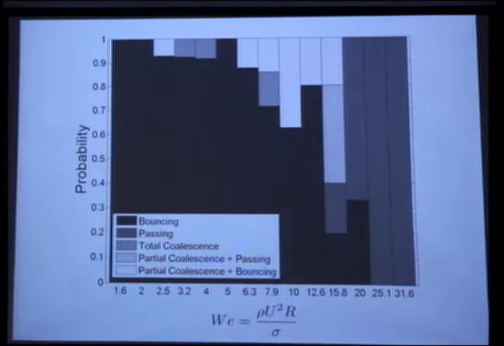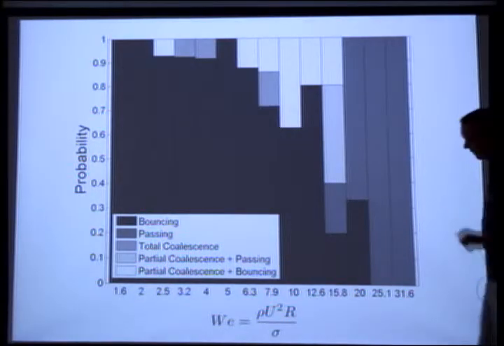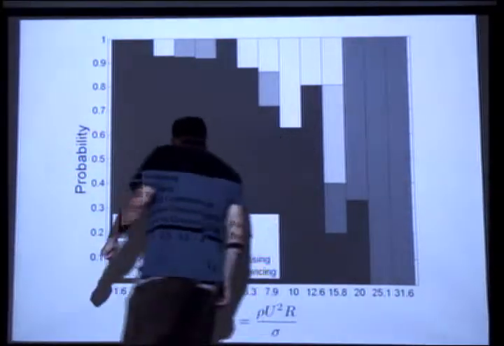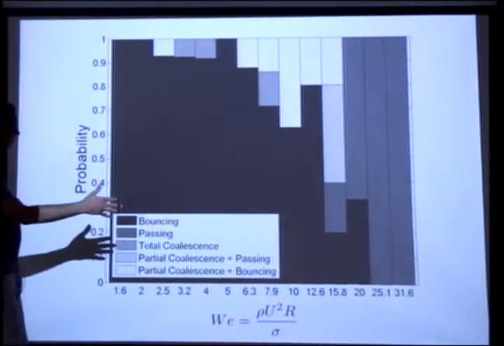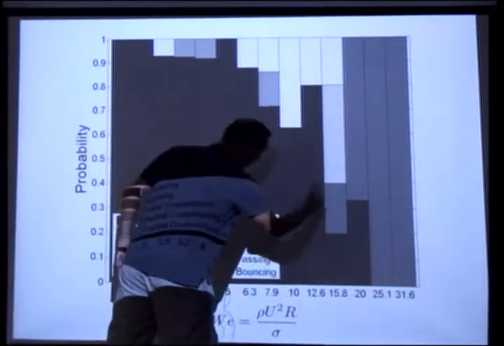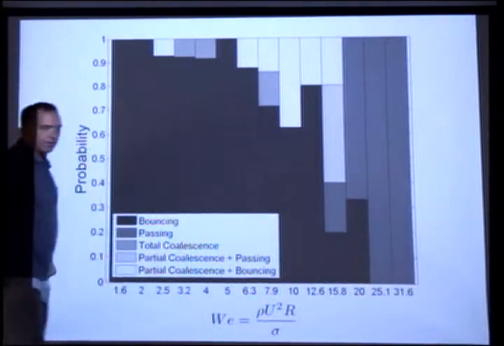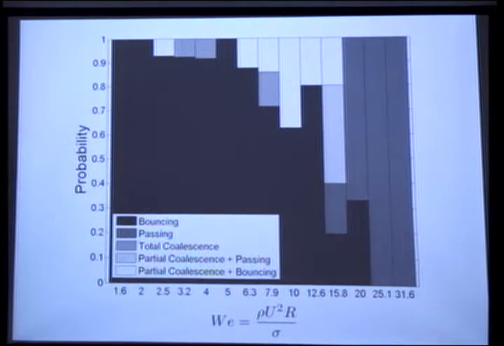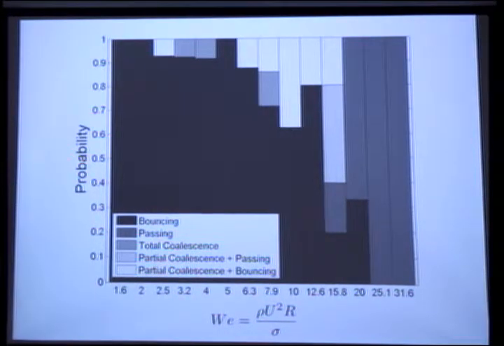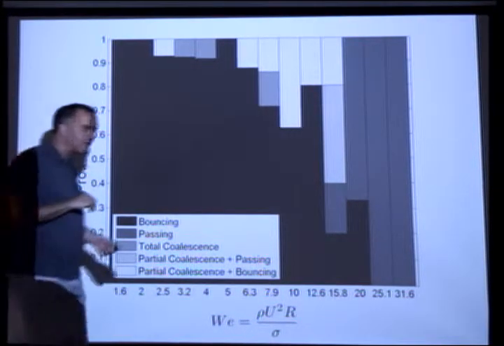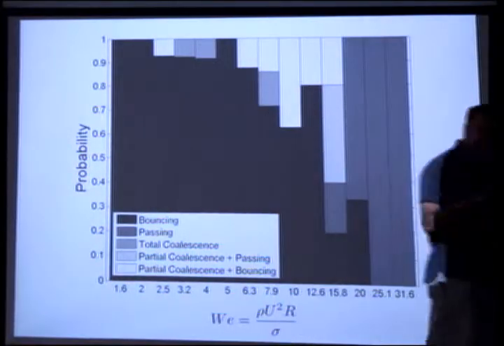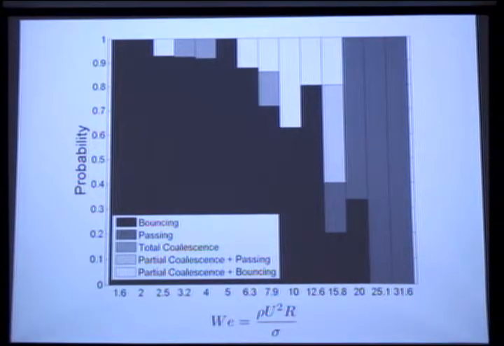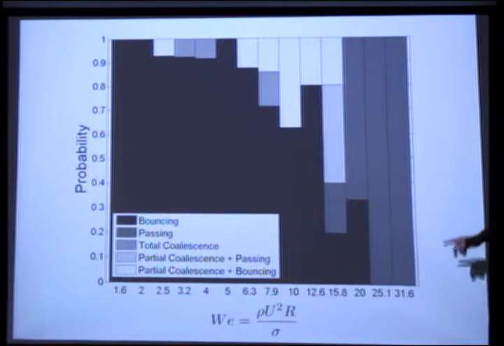Okay, and so if we look at the probability of passing, its dependence on the Weber number, there's basically a critical Weber number around, say, 15, beyond which the thing will pass through. So if you hit a Weber number less than 15, the thing will not merge and it will simply bounce. Okay, and so this is one simple question we'd like to be able to rationalize. Why 15?